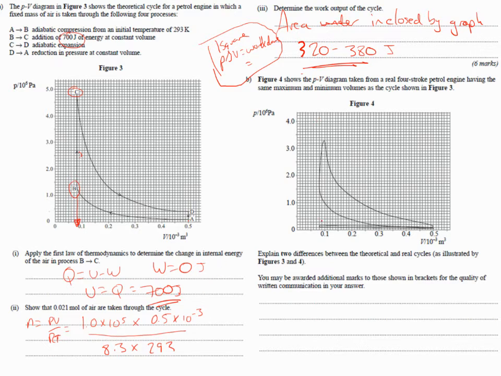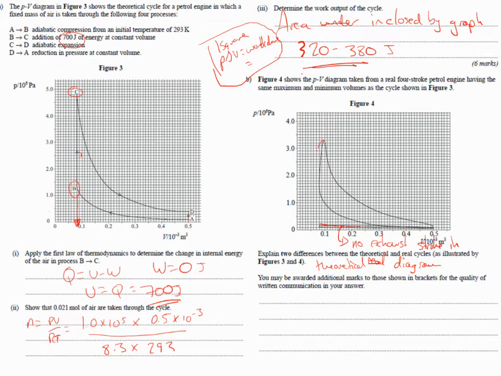And then finally, explain two differences between the real cycle and the theoretical cycle. So there's loads of things we can say here. So the obvious one is there is no exhaust or intake stroke in the theoretical diagram. So that obviously corresponds to some energy loss.